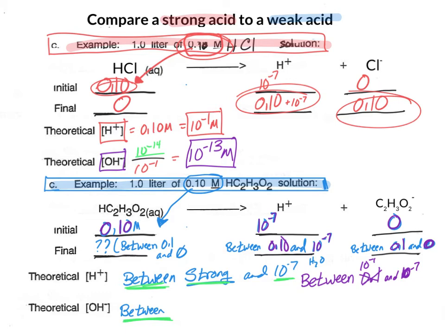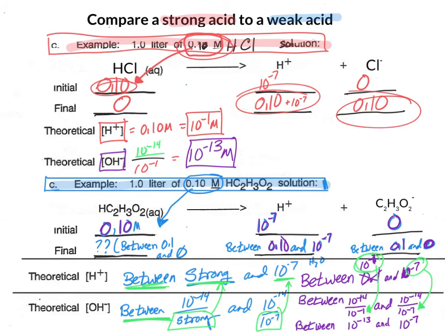So now it will be somewhere between 10 to the negative 14 divided by the original concentration, which in this case is 10 to the negative 1, and 10 to the negative 14 divided by 10 to the negative 7, which is 10 to the negative 7. So our theoretical hydroxide ion concentration is somewhere between 10 to the negative 13 and 10 to the negative 7 for this example.